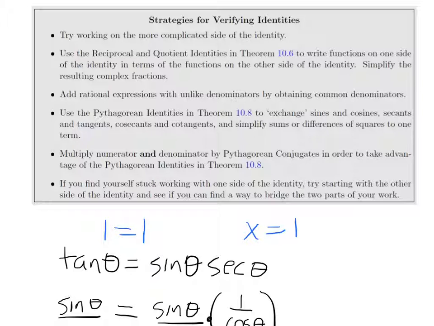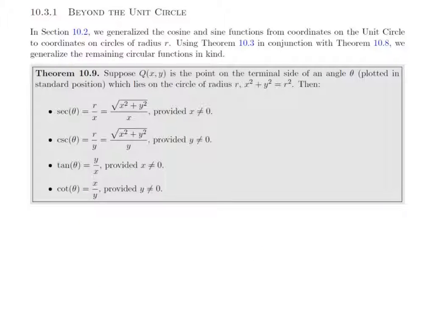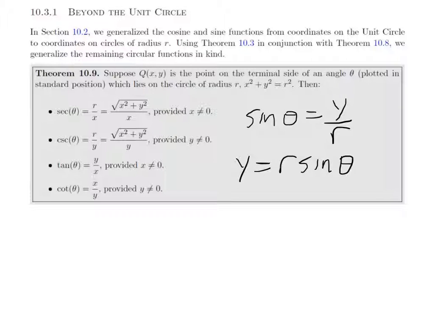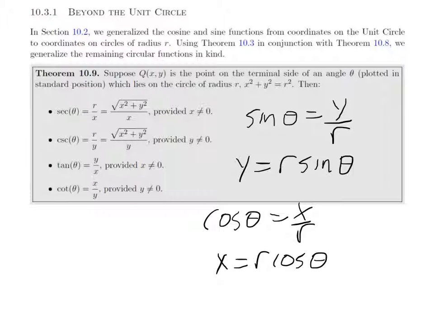There are some more examples of this in the other videos. Let's move on. If we go beyond the unit circle, we've already seen sine and cosine. For example, sine theta is y over r, or you might see it as y equals r sine theta. These are both true. Or cosine theta equals x over r, or you might see it as x equals r cosine theta.